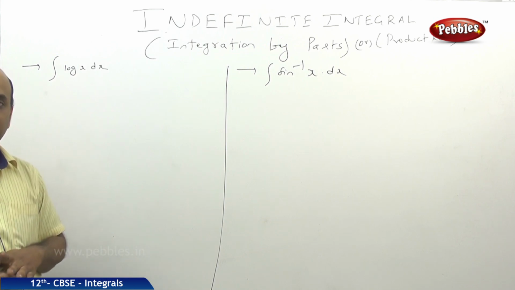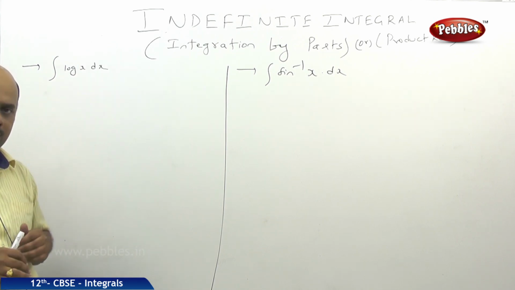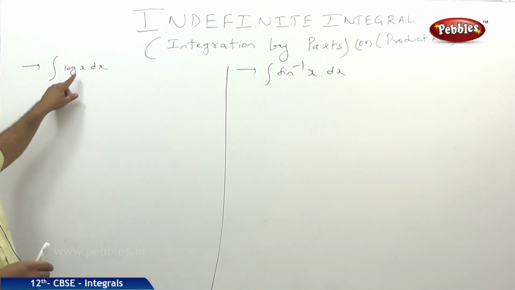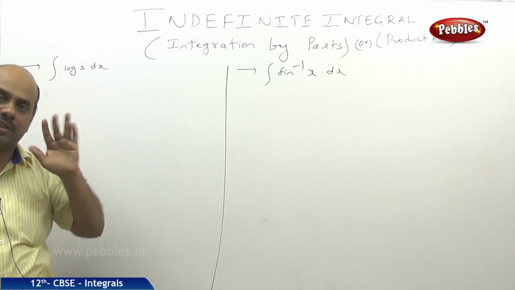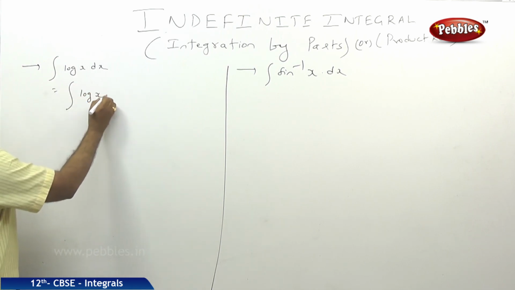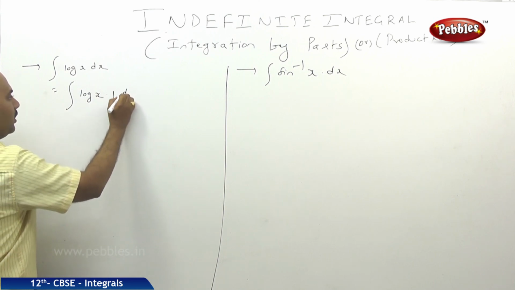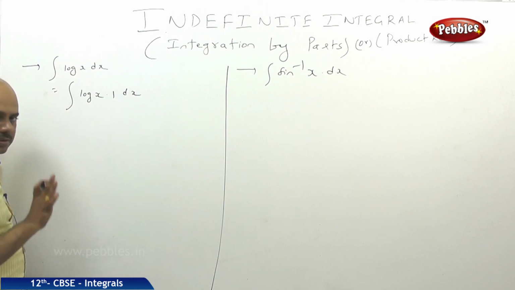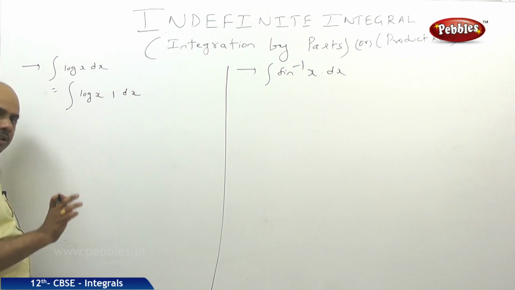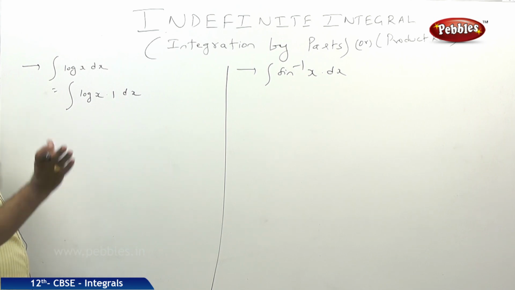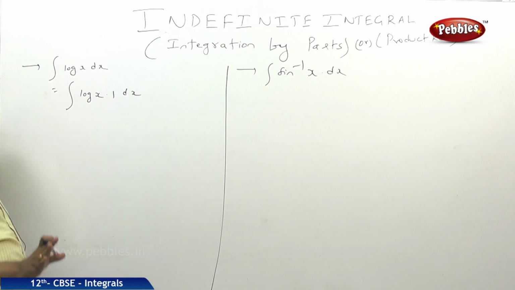So for this, whenever a logarithmic function or inverse circular function is given alone, that means only log x or only an inverse function is given, what you need to do is try to write log x as log x into 1 into dx. Always remember, whenever a logarithmic function or inverse circular function is given alone, that means there is no other function, try to write log x as log x into 1 dx.